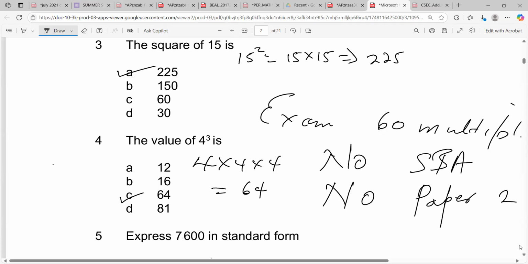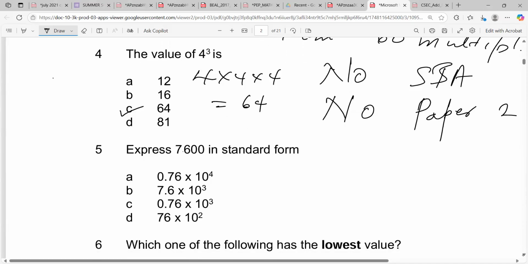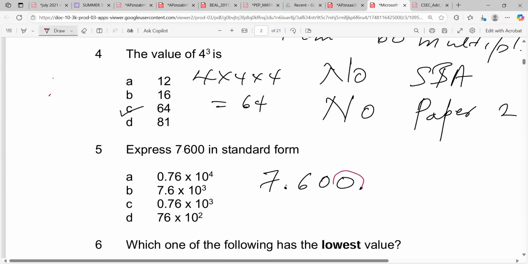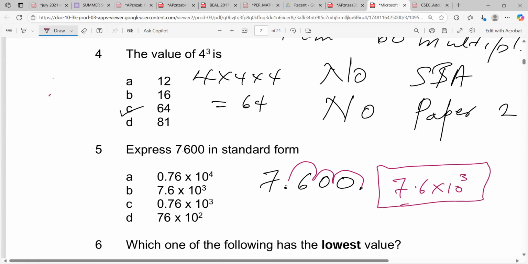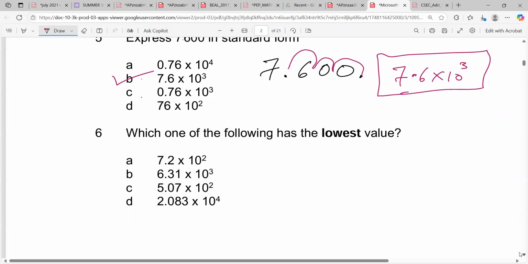We are multiplying, right? All right, for this one now, express 7,600 in standard form. Standard form means the number must be between 1 and 10. So we're going to carry the decimal point here. I will count the number of places that it will move. So it's 1, 2, 3. So it will be 7.6 times 10 to the third power. That would have been positive because when you multiply it, you're going to get back the 7,600. So that is B.